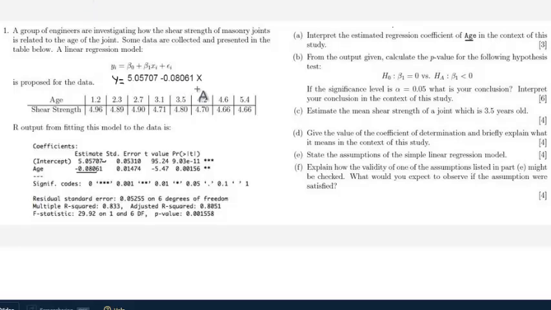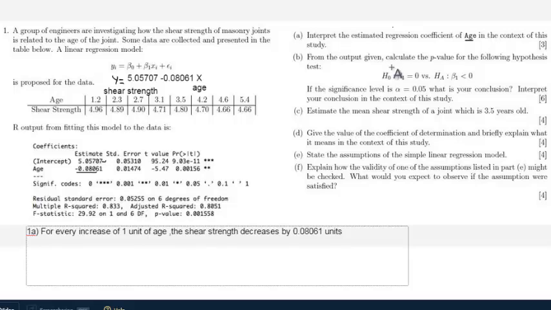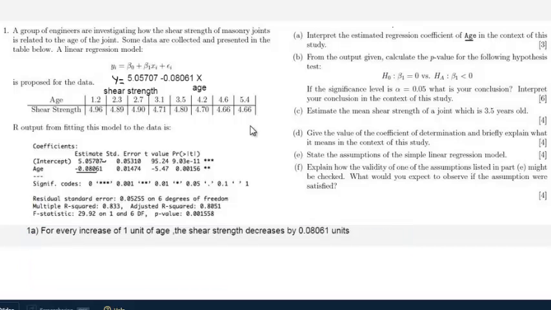Here x is age, as you can see, and y is the shear strength. Age is called the independent variable and shear strength is called the dependent variable, that is the x and the y. The question asks you to interpret the slope. So to interpret the slope, this is the interpretation we just wrote.